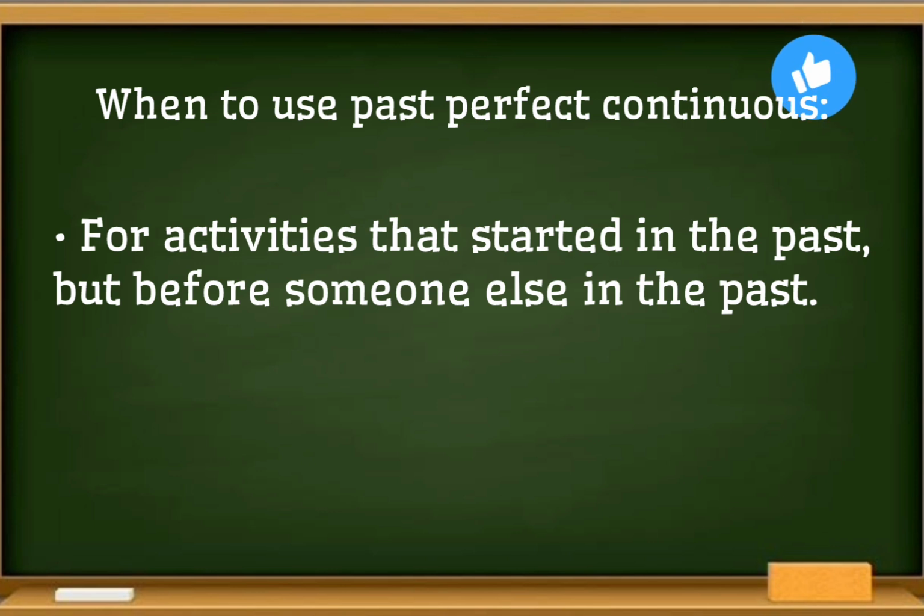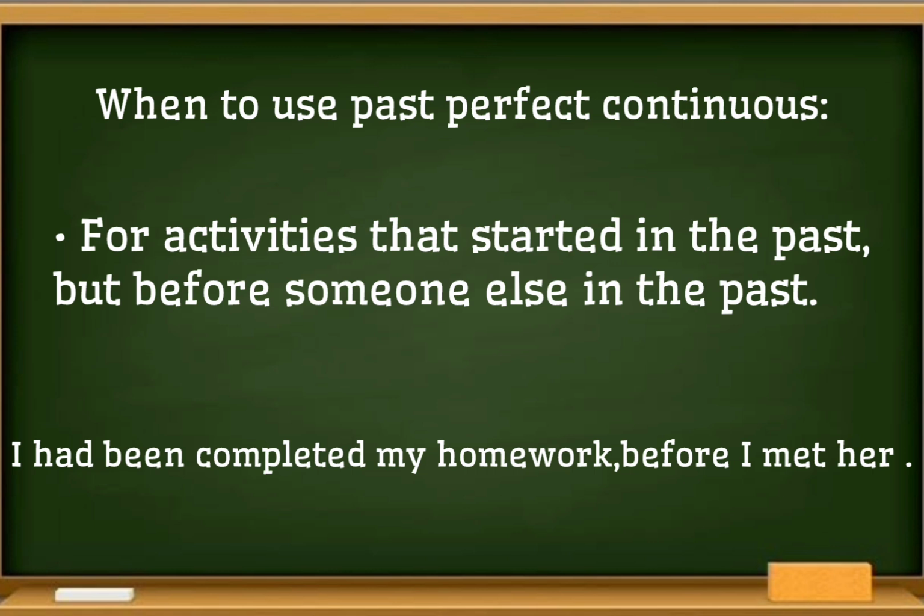Now, when do we use past perfect continuous tense? We use past perfect continuous tense for activities that started in the past but before something else already done in the past. For example, I had been completing my homework before I met her.